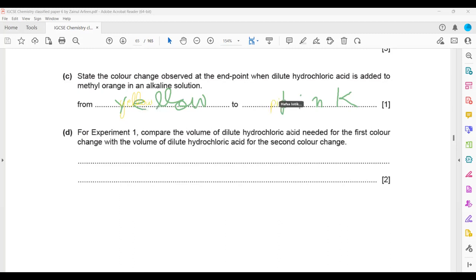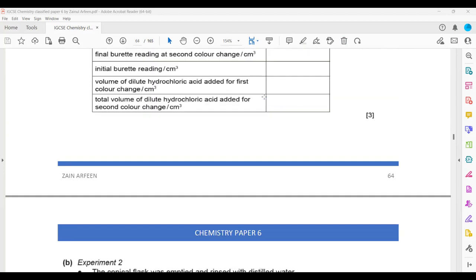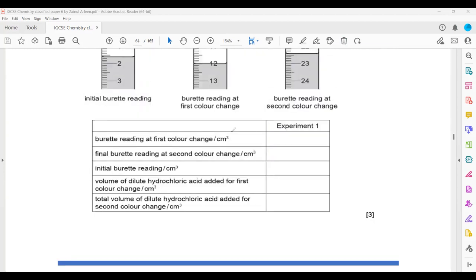For experiment 1, compare the volume of hydrochloric acid needed for the first color change with the hydrochloric acid for the second color change. So we want to compare the volume needed for a color change. For the first color change, I guess 10.4 was there, and this one is 20.8. What is the comparison? What ratio do they have for the first color change and for the second color change?